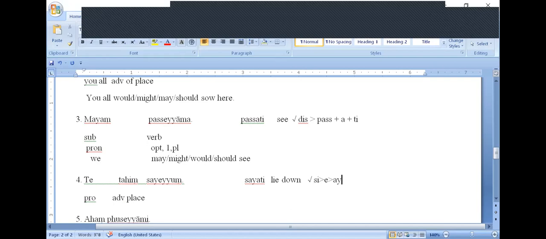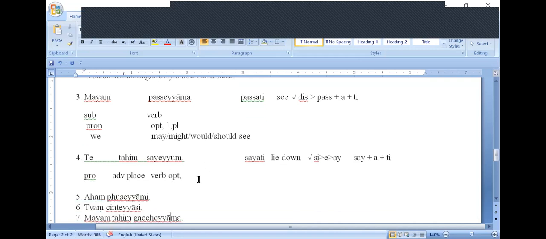All right. So you've got saya, and then saya plus? Sayayum. Plus t, saya-t. Now, what's the meaning of sayayum? It's a verb, optative, for third person plural. Not second person, it's third person. Oh, third person plural, right.